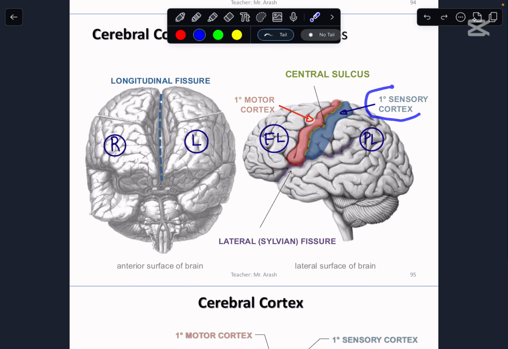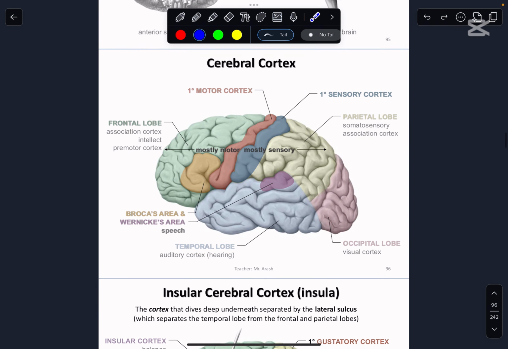And the same thing works out in the back side. So this is posterior to the central sulcus, and that's the primary sensory cortex. The entire parietal lobe's job is to carry out sensory function, somatosensory function, right? But again, the primary part here is the most important part, so to speak.